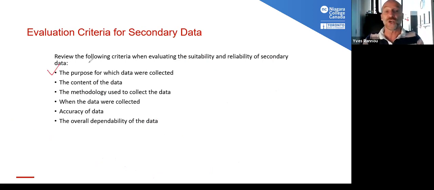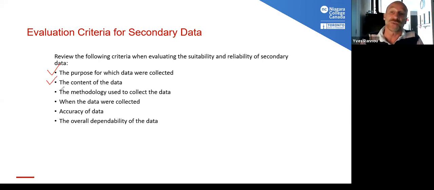What was the purpose for which the data were collected? So why was that research done in the first place? Is it similar or different? And is it relevant or not at this stage? And is it important? Maybe it was different, but you may still think that there's some parallel or some links that you could draw. The content of the data.